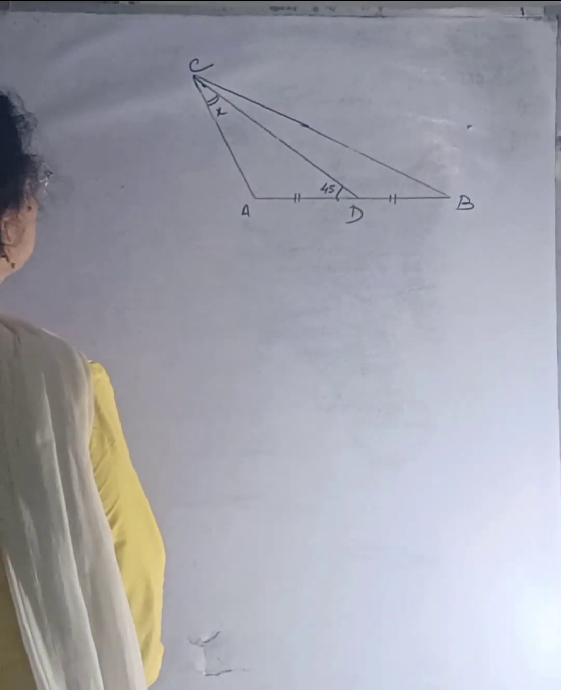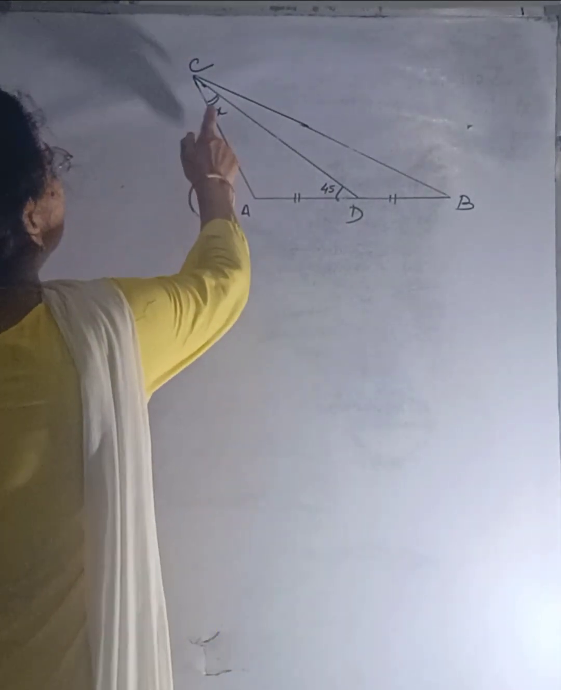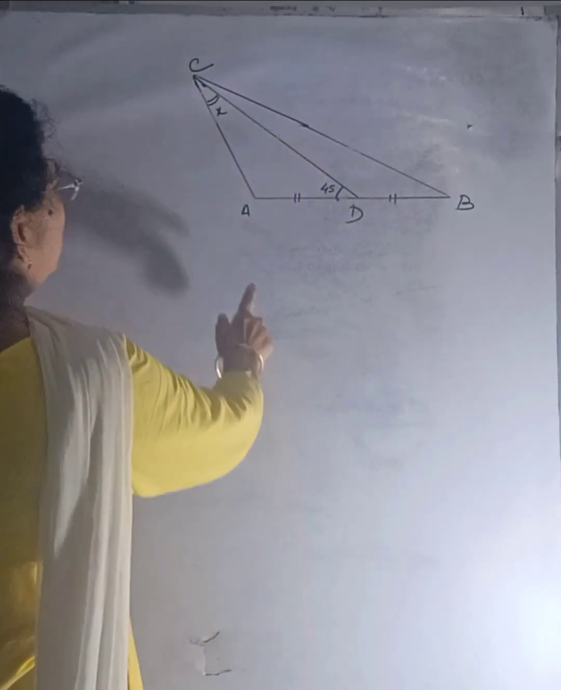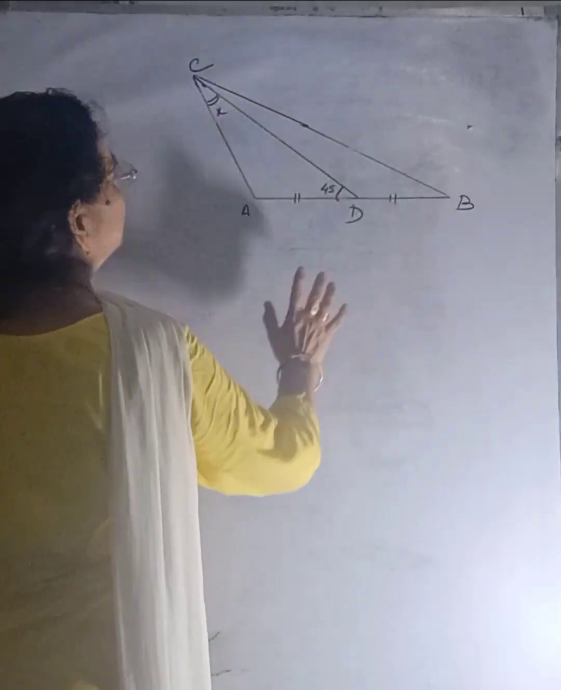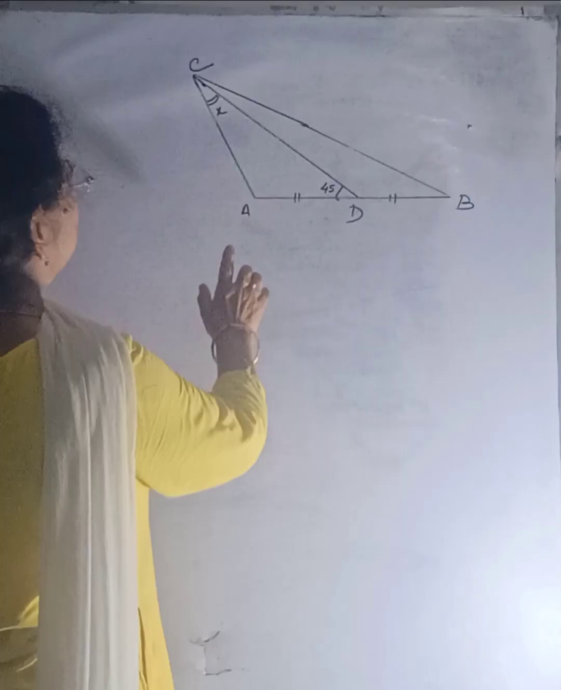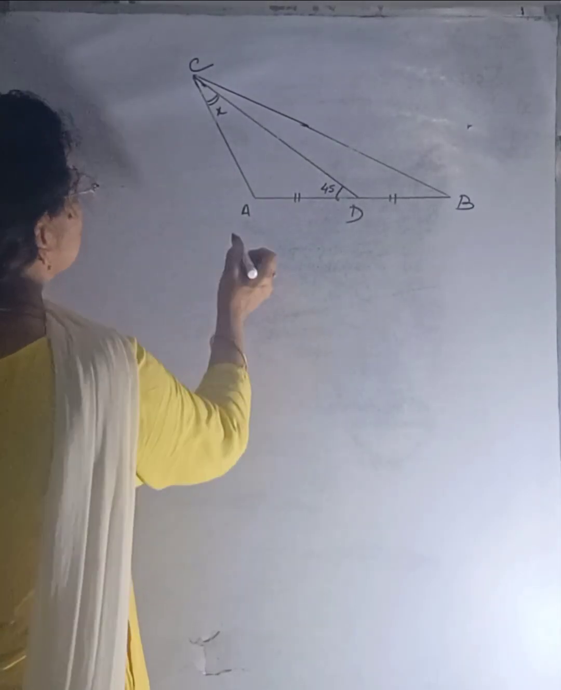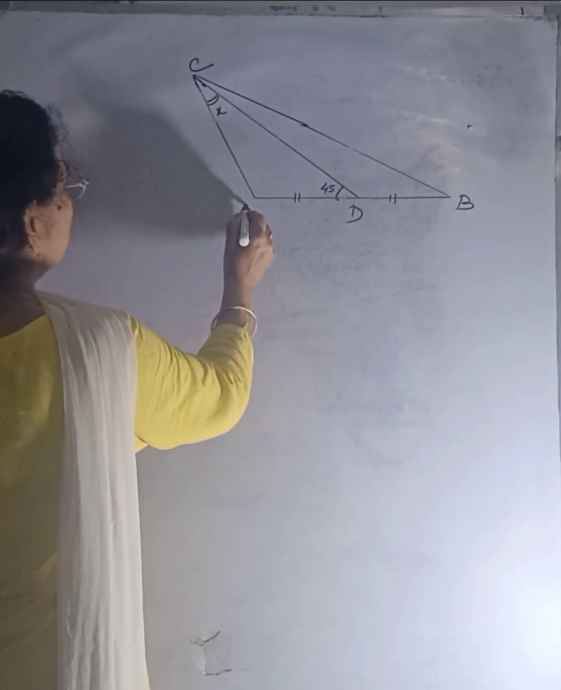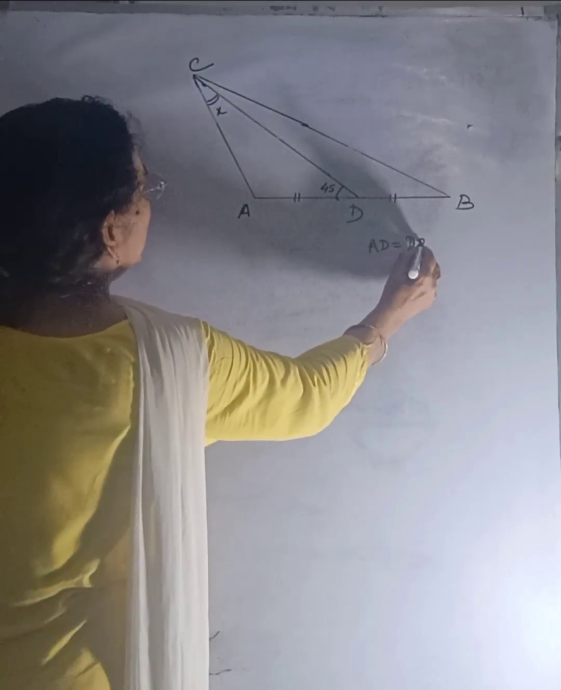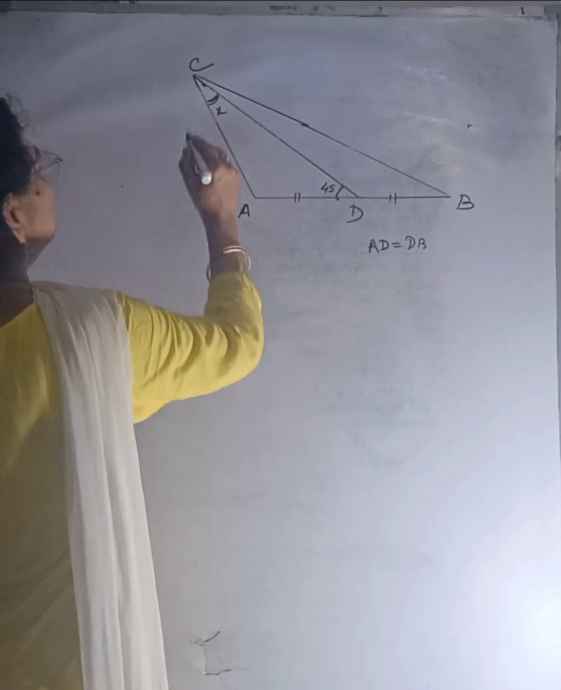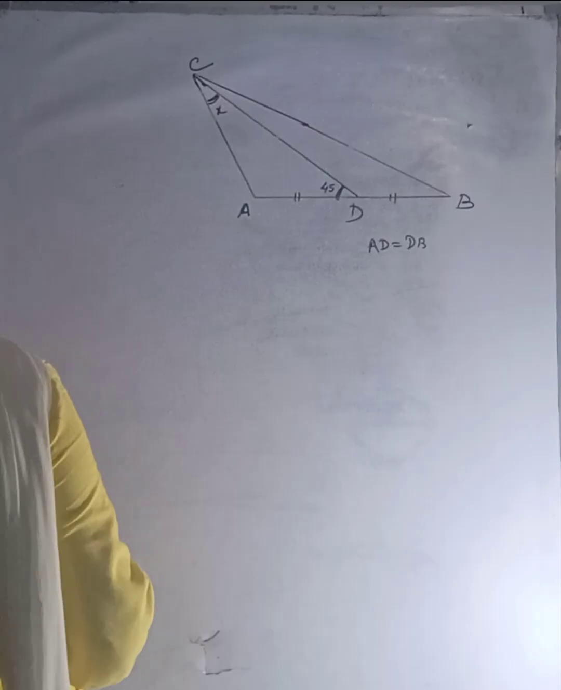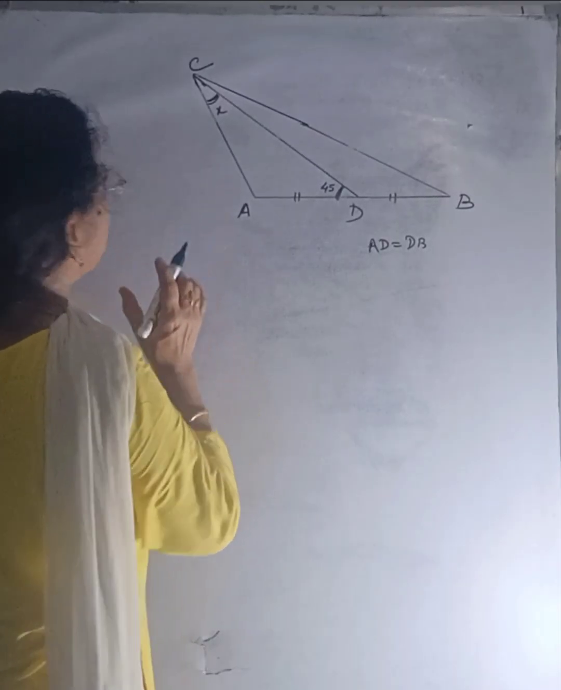Numerical problem is here. We have to find the value of x. ABC is a triangle where AD is equal to DB. No measurement is given to us. We have to keep in mind that AD is equal to DB. This angle x is to be found, and this value is given to us, that is equal to 45. How can we calculate x? What do we have to do?